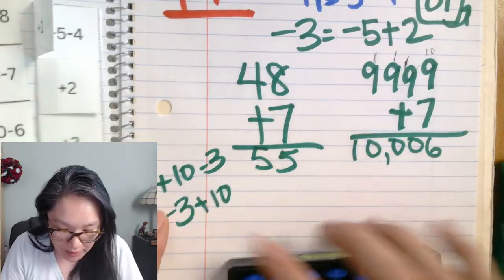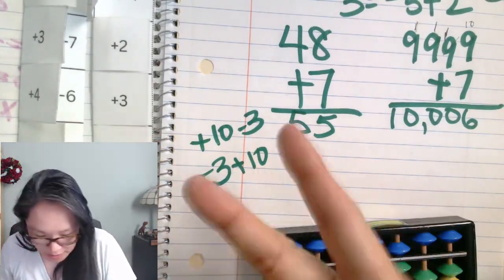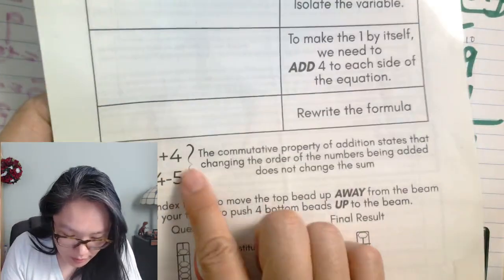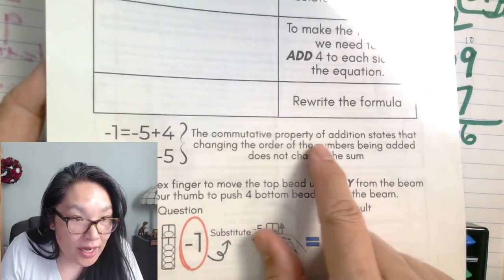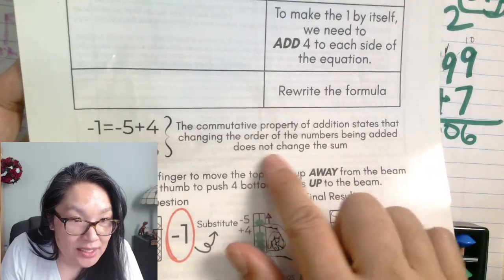Commutative property. What we just did here is commutative property. What does that mean? We can switch the two. So here in abacus, we actually use this thing called the commutative property of addition, which states that changing the order of the numbers being added does not change the sum.